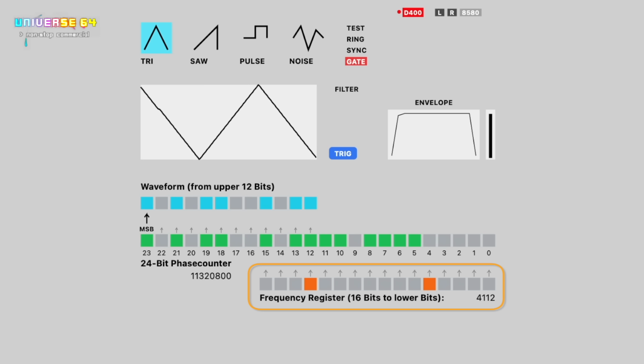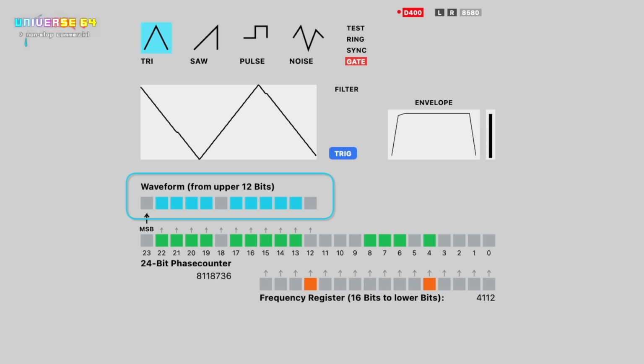Depending on how large this 16-bit number from the frequency registers is, the counting speed accelerates. The upper 12 bits of the phase counter, bits 23 to 12, then generate the waveform. This means oscillations per second. If the frequency registers are written with a high 16-bit number, the phase counter counts correspondingly faster, more oscillations per second are generated, and the resulting tone sounds higher.